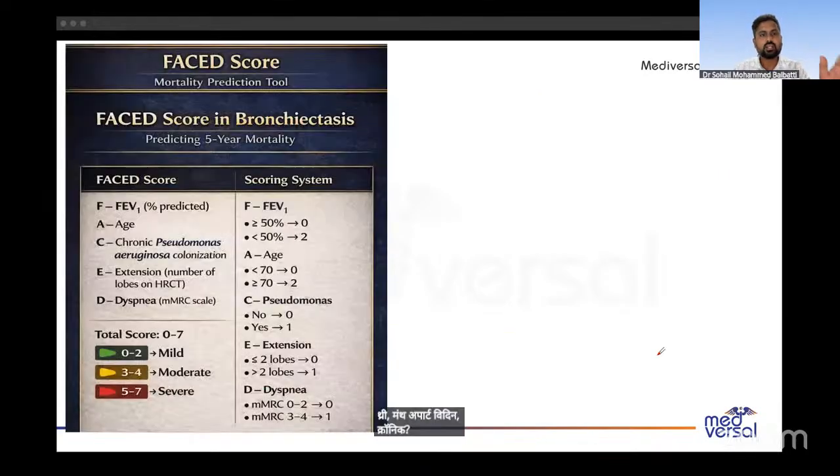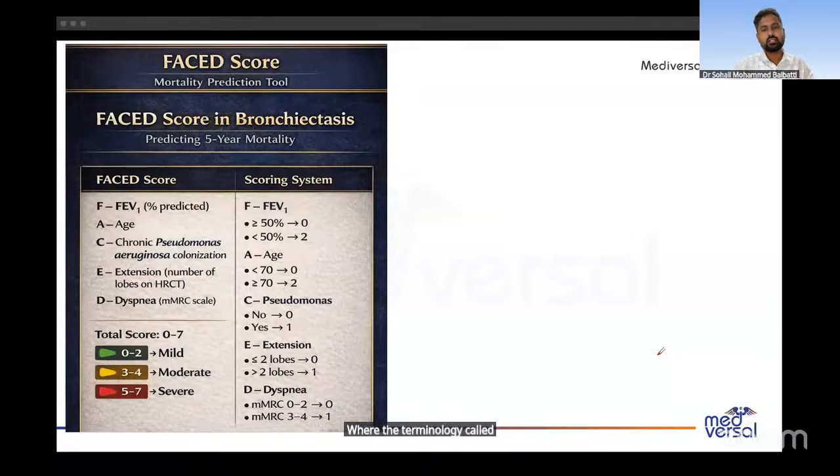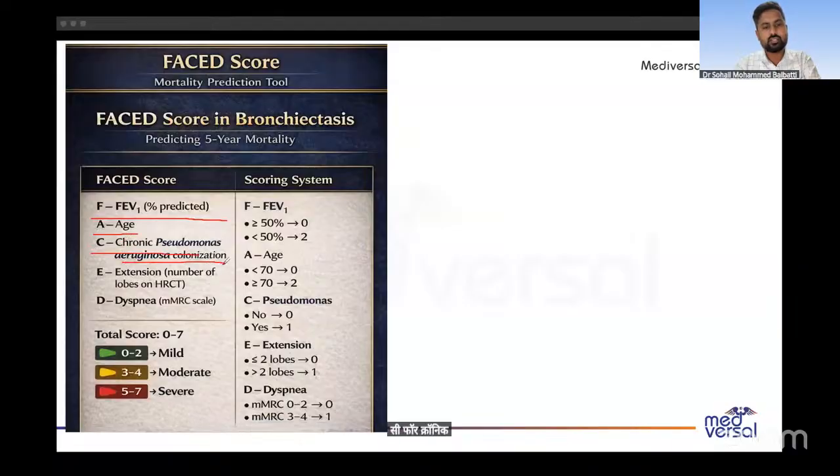Okay. We have some scoring systems which help you predict the mortality. Ideally, this scoring has to be done in any OPD or IPD patient of bronchiectasis, where the terminology is called FACED score, and F stands for FEV1 percentage predicted when we perform spirometry, and we have A for age, C for chronic Pseudomonas aeruginosa colonization. I told you, Pseudomonas aeruginosa colonization matters a lot in case of bronchiectasis. And E for extension, when you do HRCT, the number of lobes involved, and D for dyspnea, that is a symptomatology.